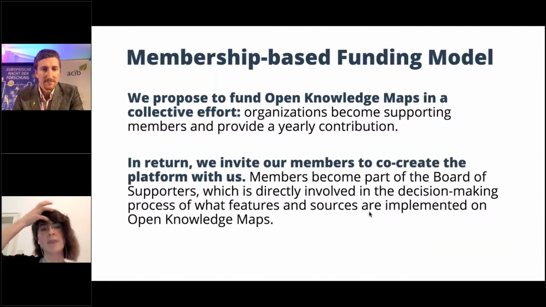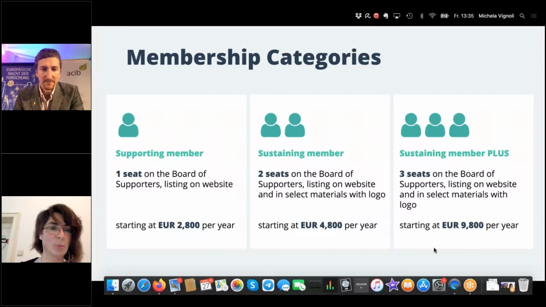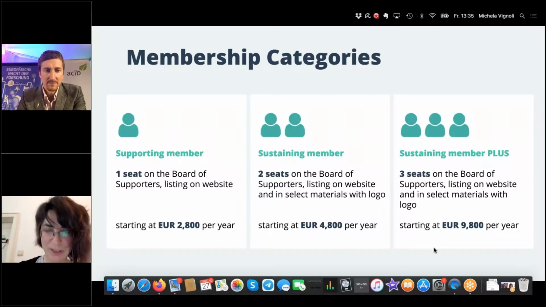Here we see that we indeed have 3 membership categories. The most convenient one is for the supporting member. They get 1 seat on the board of supporters and are listed on our website. This starts with 2,800 euros per year. This is really for institutional members, I should say, not for individuals. Then we have sustaining members, who get 2 seats on the board of supporters. Next to the listing on the website, they are also listed in selected materials with their logo. This is for 4,800 per year.